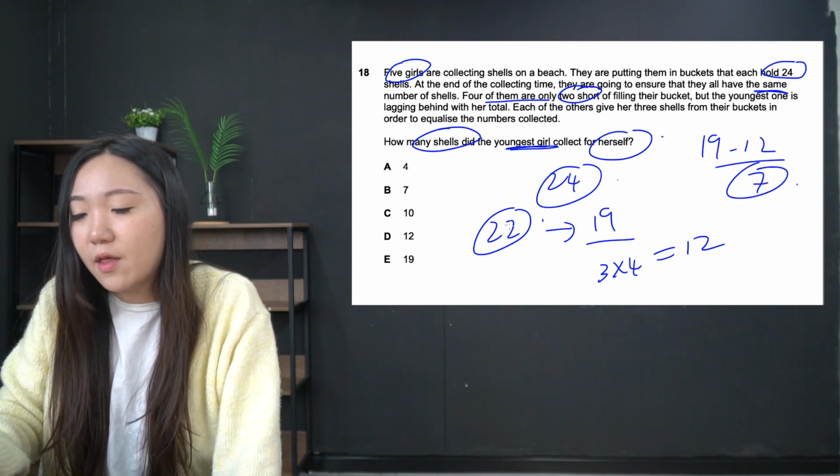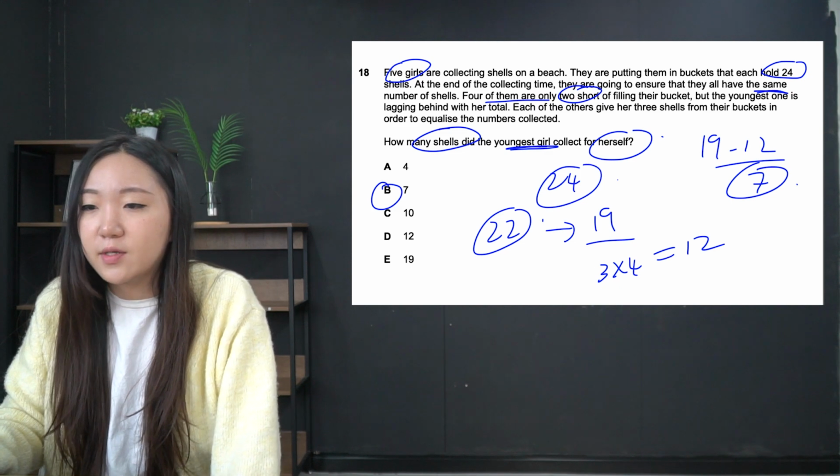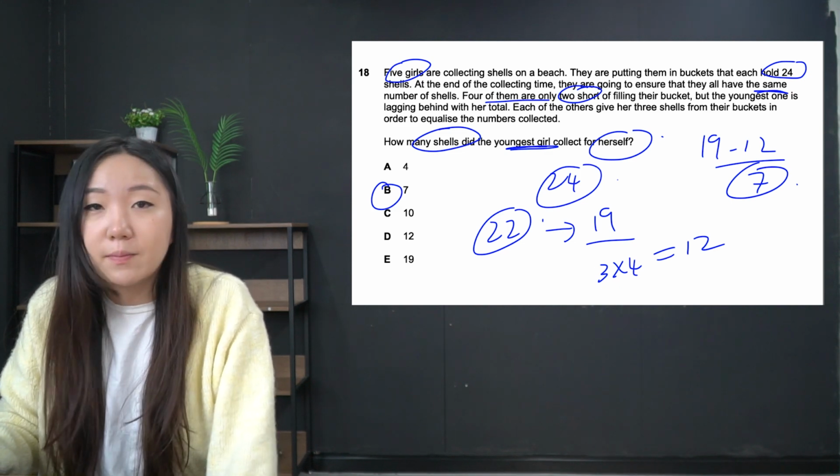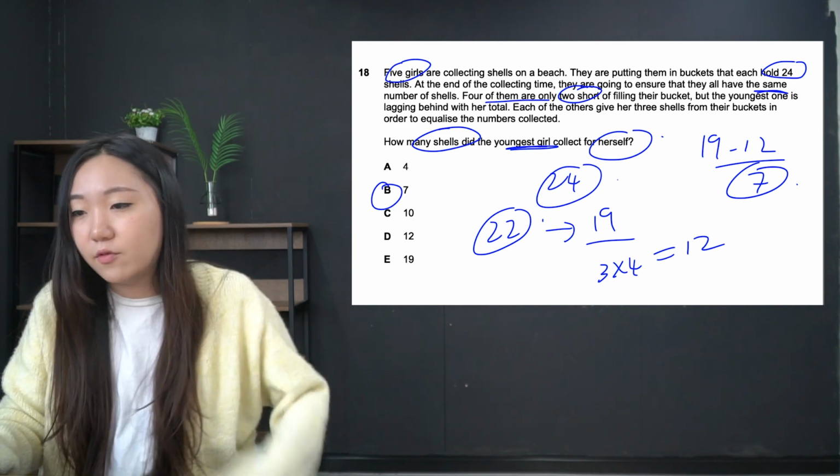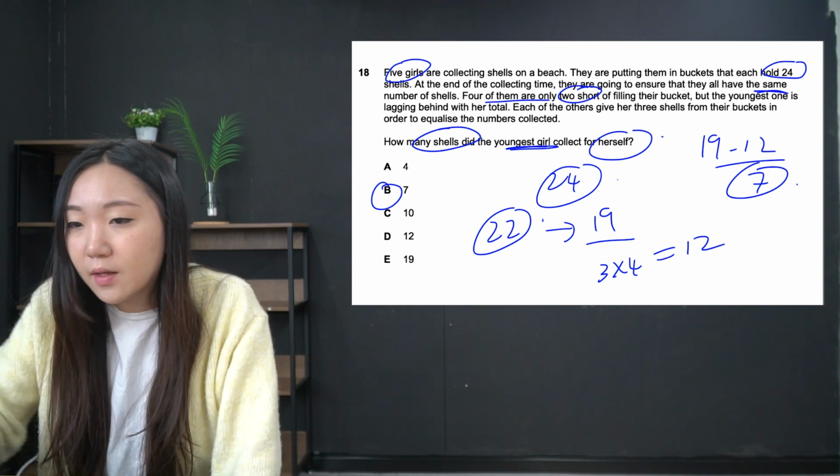So again, nothing complicated here. Don't let yourself get bogged down in the details of it. There's very few numbers here, so you just have to make sure you're not missing out on anything.